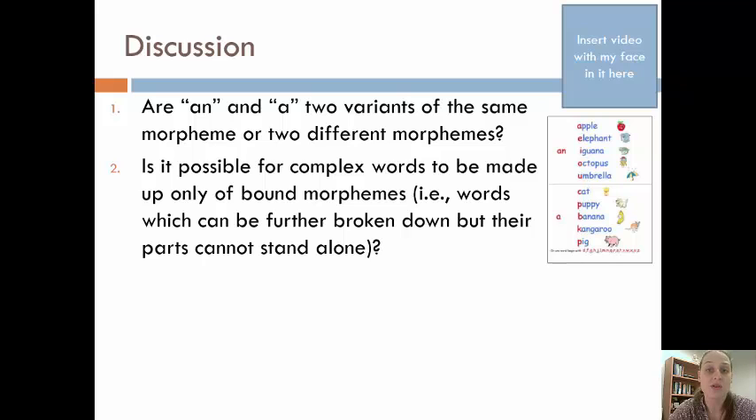And so these words actually represent complex words, but you can't really break down senti and have it be standing by itself. So these different parts of those words like merchant, romance, and sentiment represent complex words that are made up of only bound morphemes.